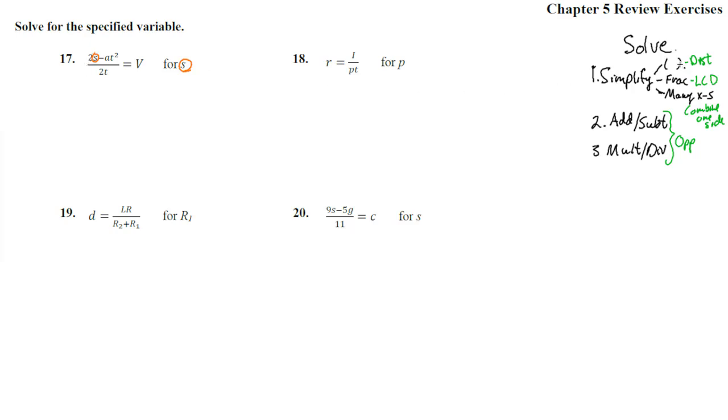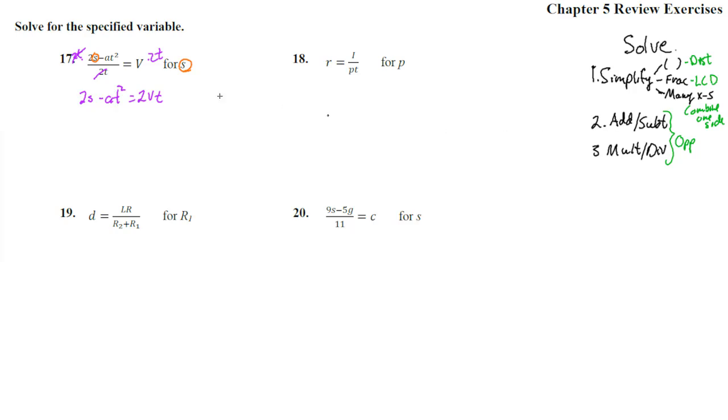So do we have any parentheses? No. Do we have any fractions? Yep. So let's times both sides by 2t. Times by 2t. Boom, gone. So we now have 2s minus at squared equals 2vt. There we go. Now, do we have many s's?